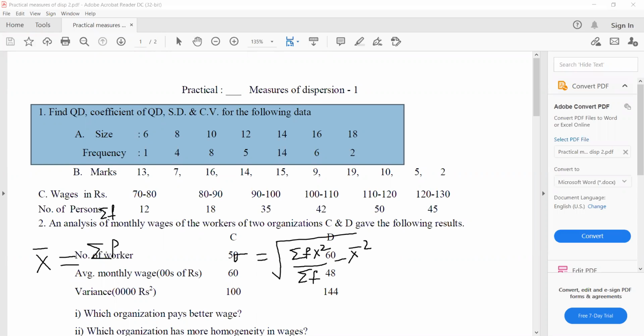So I have to obtain fx. So obtain fx, x square, f into x square, and their totals. In the next column, you will have fx and then x square. And then f into x square. And obtain the totals.